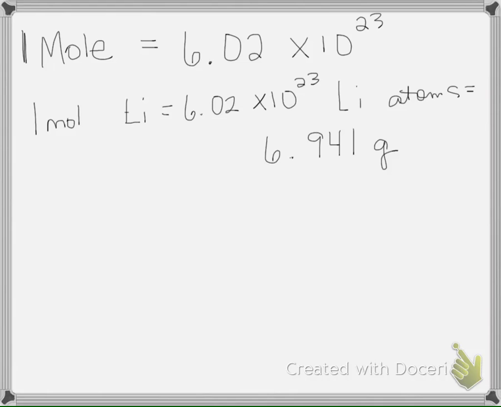So do you see that these three things are equivalent to each other? A mole of lithium is this many lithium atoms. That would be 6.941 grams. A mole of lithium is this many grams. It's just like saying a yard, 1 yard is 36 inches, is equal to 3 feet, right? So isn't a yard also equal to 3 feet? Okay, so they're all equal to each other.